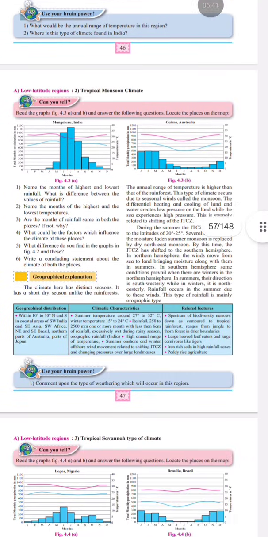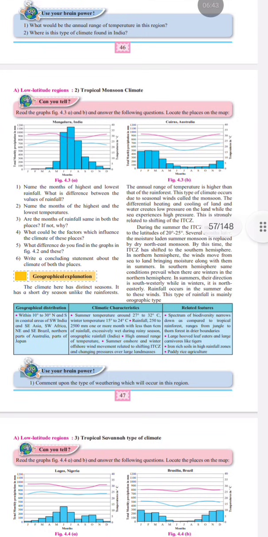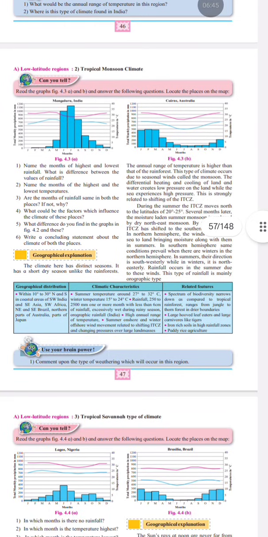Now our second type is the tropical monsoon climate. Now read the graphs 4.3a and b and answer the following questions. Look at the places on the map. First of all, observe this graph carefully. Then we'll see the questions.